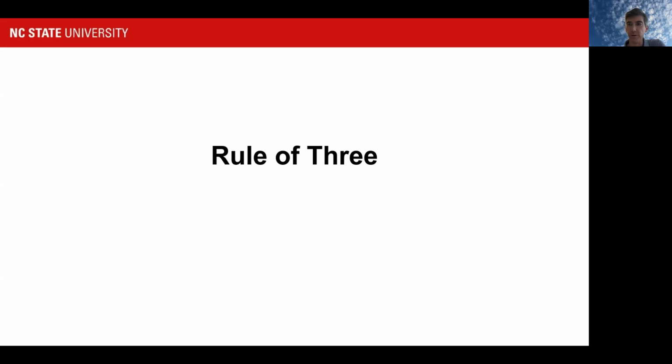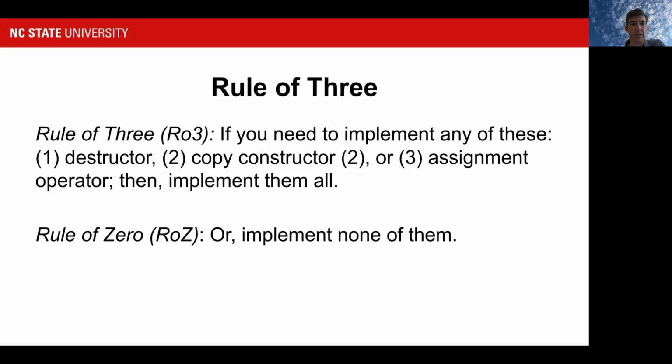And it pairs with another rule called the rule of zero and another rule called the rule of five that we'll talk about later. But the rule of three basically says that if you need to implement any of these, either the destructor or the copy constructor or the assignment operator, then you need to implement them all. And then the corollary is if you don't need to implement them, don't implement any of them, right? Implement none of them if you don't need to.